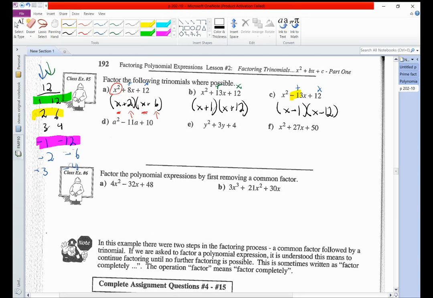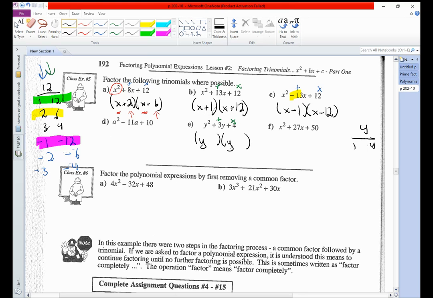Let's do one more. Which one should we do? Let's do two more. Let's do E, and we will do F as well. Here we go. E, I'm going to just write my brackets in, y and y. So now I'm looking for two numbers that multiply to positive 4 and add to positive 3. So I'm going to come to the side and make my multiplication chart for 4.